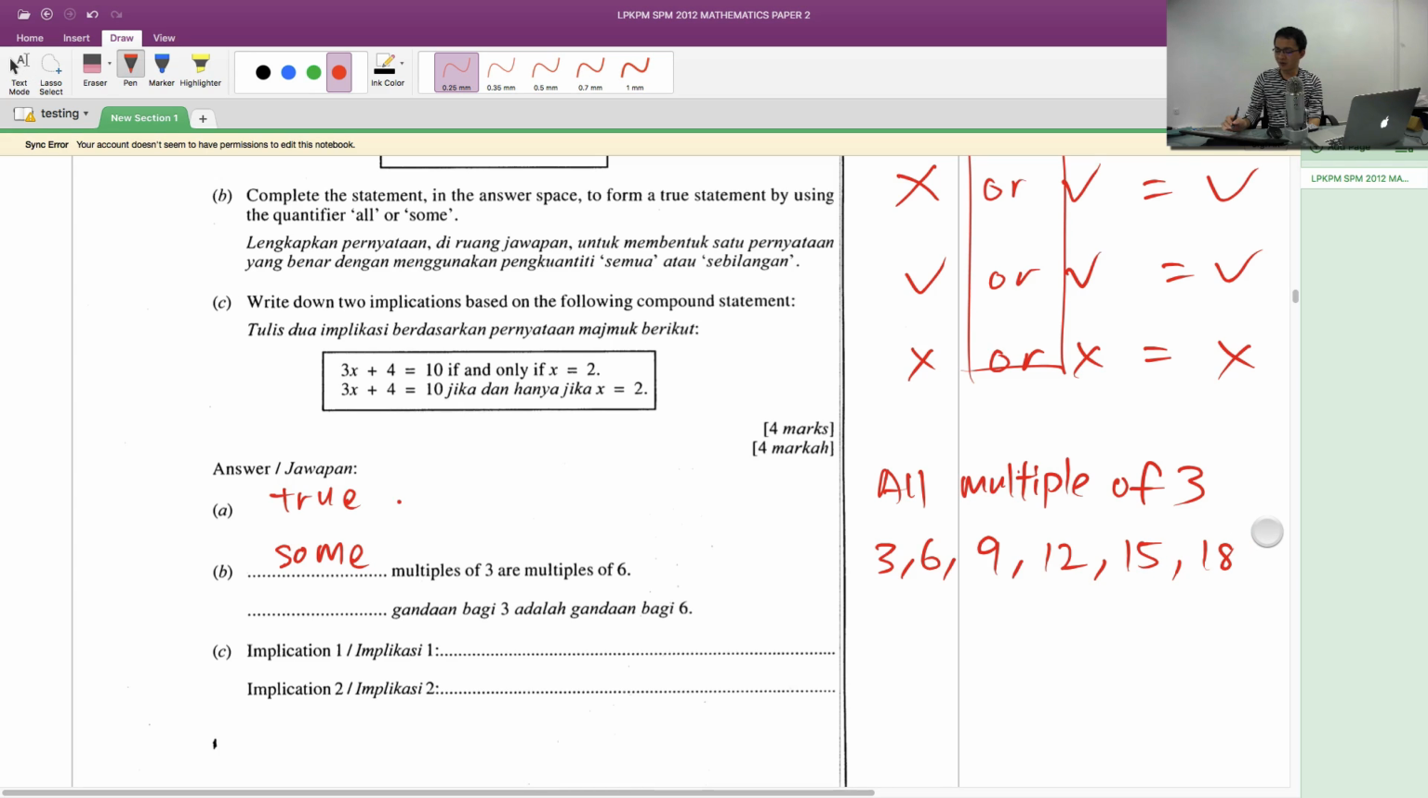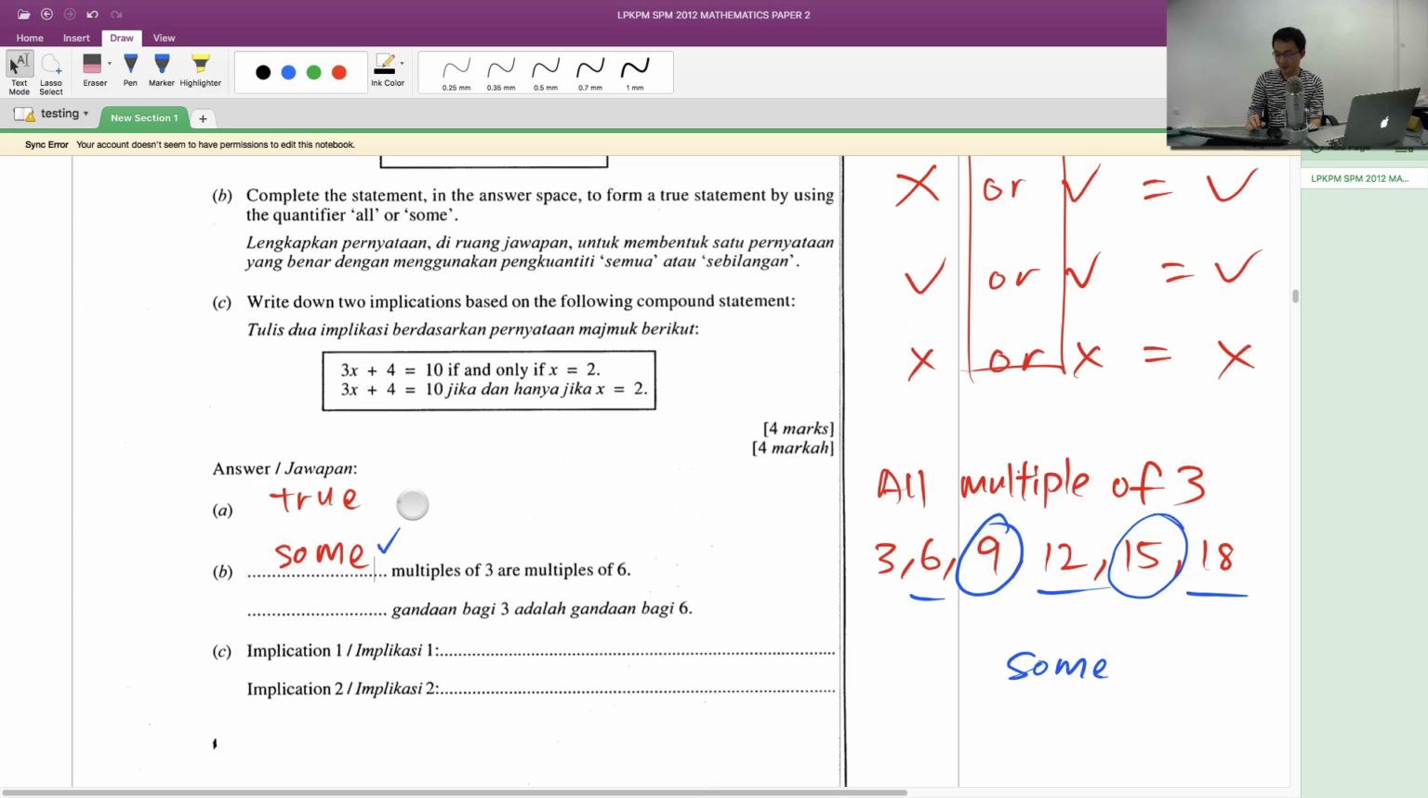So over here, which one is multiple of 6? It's only 6, 12, and 18. So I say 'some'. Because what? 9 is multiple of 3, but 9 is not multiple of 6. 15 is multiple of 3, but 15 is not multiple of 6. So in this case, it's 'some' only.